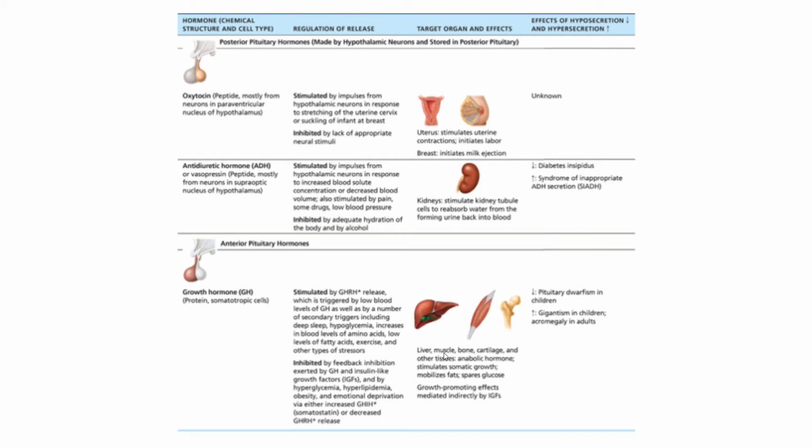All right, so anterior pituitary next. 6 different hormones. All but 2 of these are called tropic hormones. Tropic hormones, a new idea. A tropic hormone is a hormone that regulates the secretion of another hormone. So it is released by the pituitary, and that hormone then causes another gland to release its hormone.